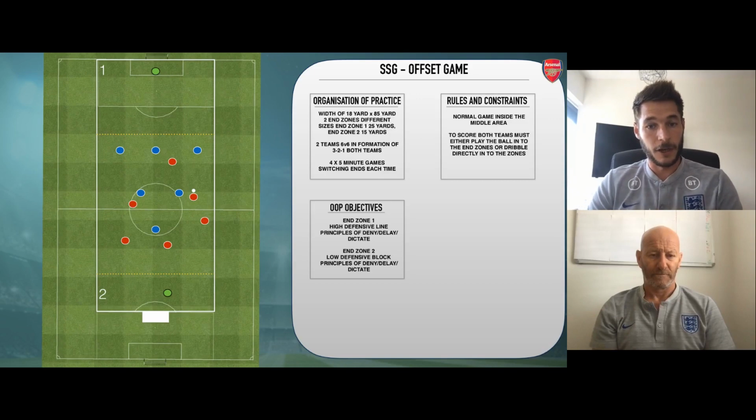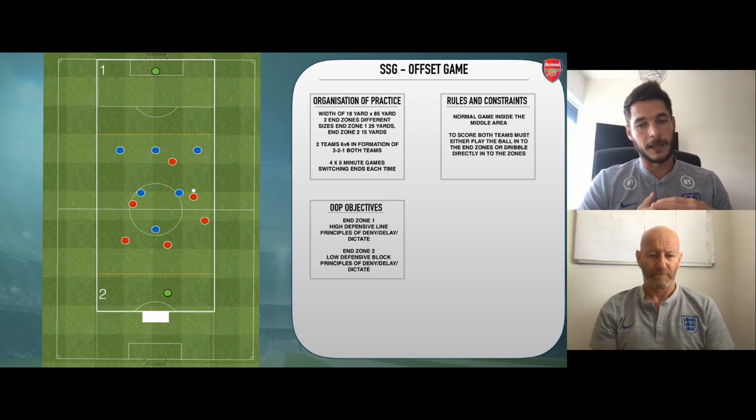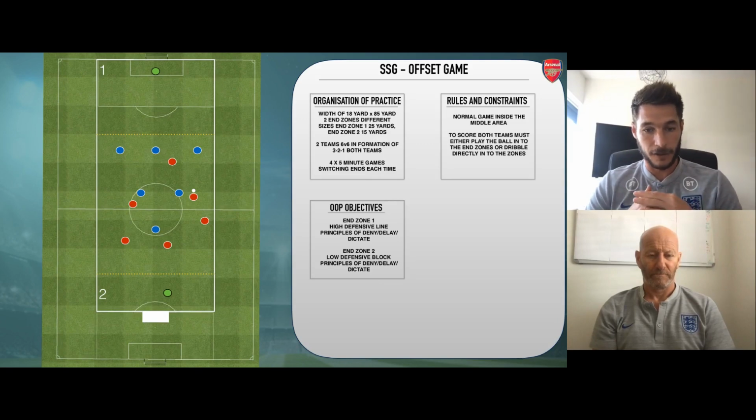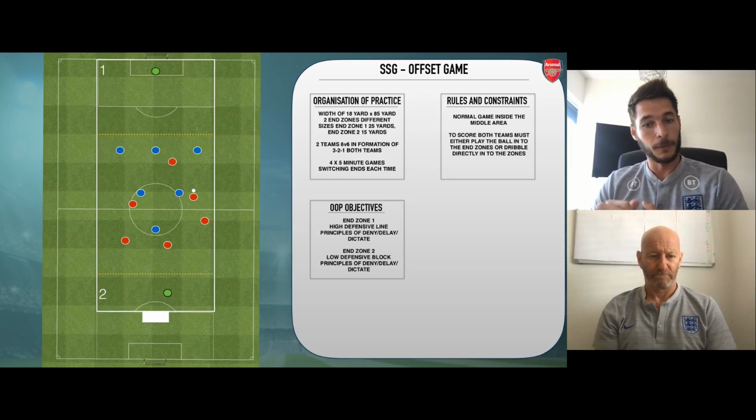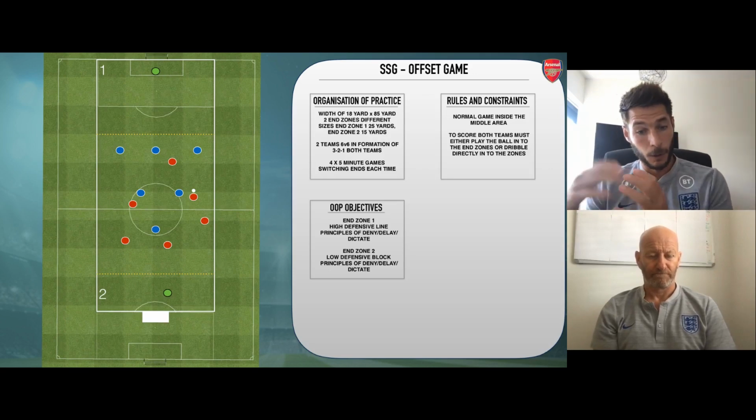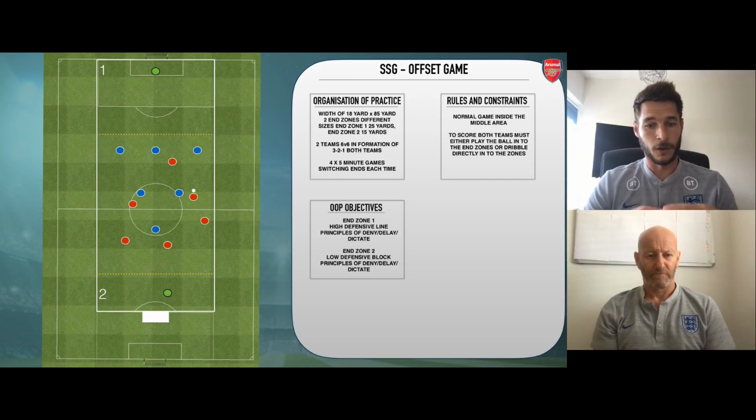The out of possession objectives, if you are in end zone 1, which you can see at the top of the screen, you can play a high defensive line. That yellow line can act as your offside line, if you like. So the principles of play of deny, delay, dictate will be evident, but will be slightly different, as you can see in end zone 2, where your yellow line is deeper and you may get into a low defensive block. The same principles apply, but some of the scenarios are going to be slightly different.